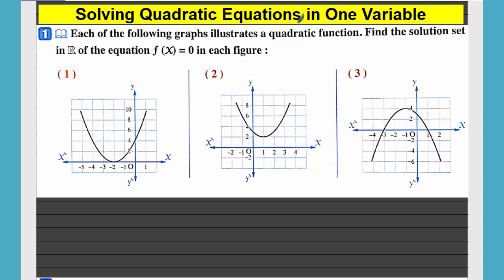Solving quadratic equations in one variable. Each of the following graphs illustrates a quadratic function. Find the solution set in R of the equation f of x equals 0 in each figure.